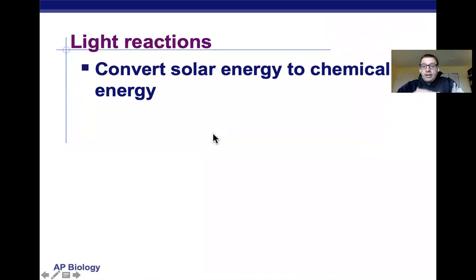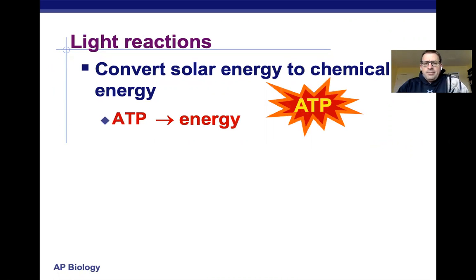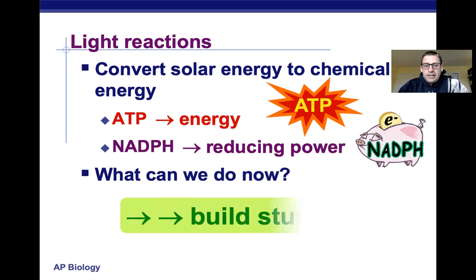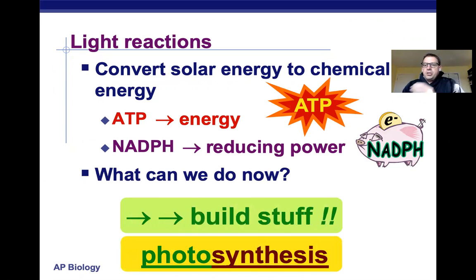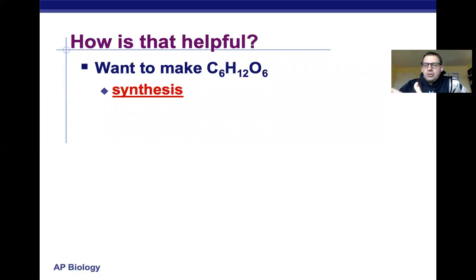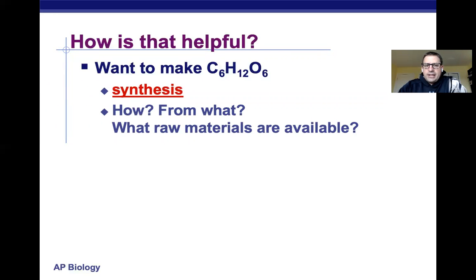So if you remember, the light reactions converted solar energy, light energy, to chemical energy, ATP and NADPH, which is going to have that reducing power. It's going to allow us to reduce carbon dioxide and generate organic molecules the plant can use. So we're going to build stuff. We took care of the photo part in the light reactions. Now we're going to look at the synthesis part of photosynthesis. So we're going to make glucose, essentially, the synthesis reaction.